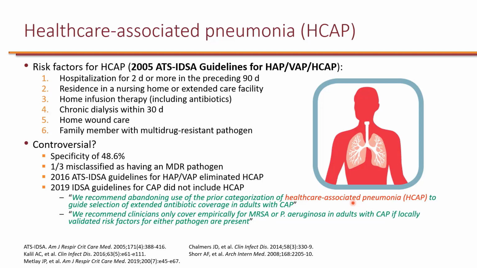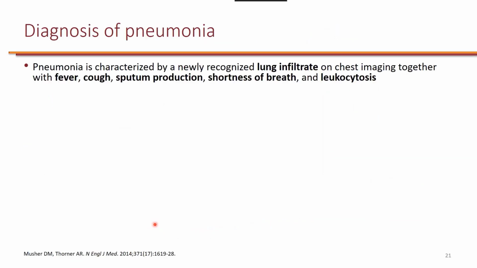Instead, they recommended that clinicians only cover empirically for MRSA and Pseudomonas in adults with CAP if there are locally validated risk factors for either pathogen. Now, pneumonia in general is characterized by a newly recognized lung infiltrate on chest radiograph together with clinical symptoms. So the common symptoms will be fever, cough, sputum production, shortness of breath, and leukocytosis. Now, some patients can also have confusion and pleuritic chest pain.